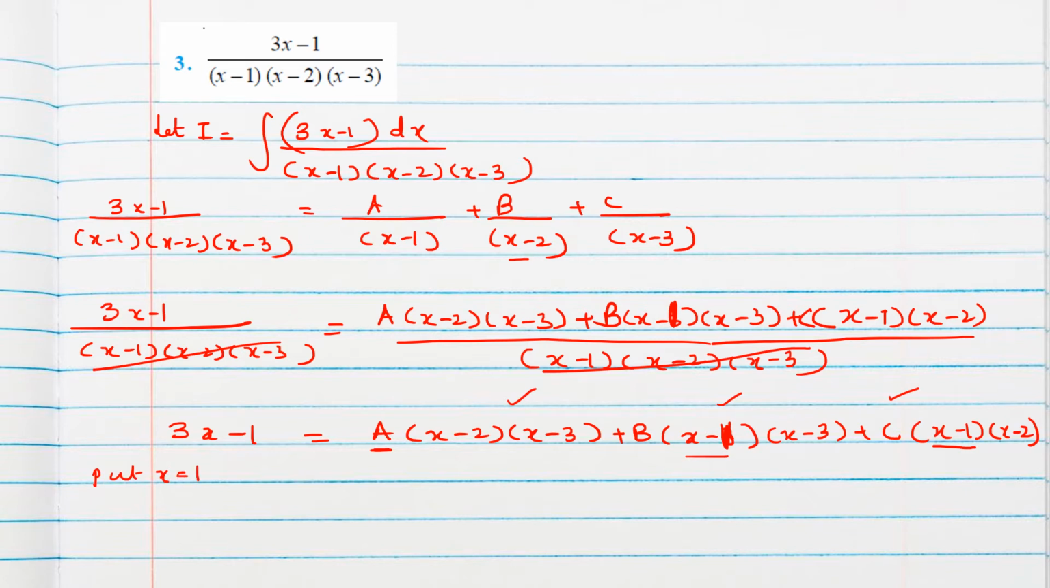See, B and C terms will go, and here 3 into 1 minus 1, only the A term will remain. So we can easily find the A value. So 3 minus 1 is 2, and here minus 1 minus 2 means positive 2. Okay, so A is 1.